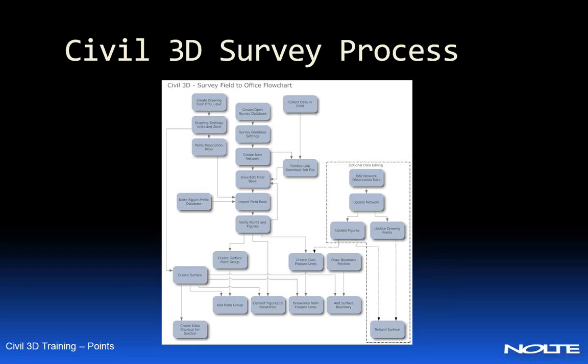It's pretty small here. What I'm trying to do for all of the Civil 3D training sessions, to help me work out the training materials, is build flow charts of what the processes are. So this is what I've come up with for the survey field to office: importing data, editing data, and then ultimately building a surface model, which is the bottom half of this flow chart. What I'm going to be looking at in today's session is this region in the upper left corner of this flow chart.